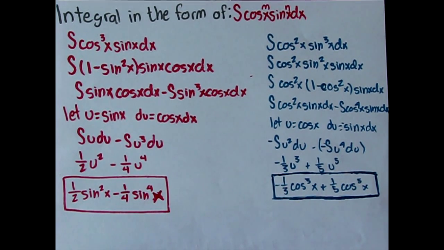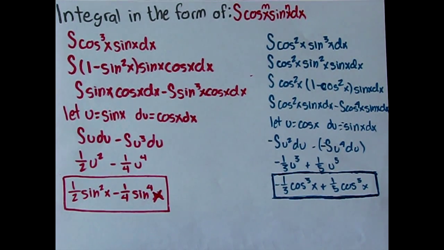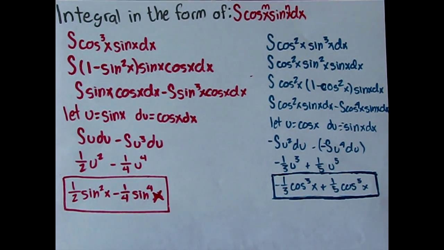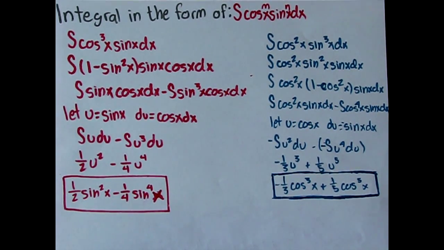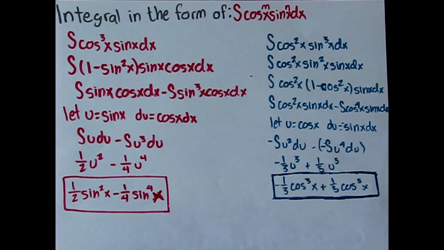So our other example is when you have sine x being to an odd degree, which, like in this example, is the integral of cosine squared x times sine cubed x dx. And so this one, you're going to remember to factor out a sine x. So you're going to have the integral of cosine squared x, sine squared x, sine x dx. And then because of trig identities, you can make that into the integral of cosine squared x times 1 minus cosine squared x times sine x dx.